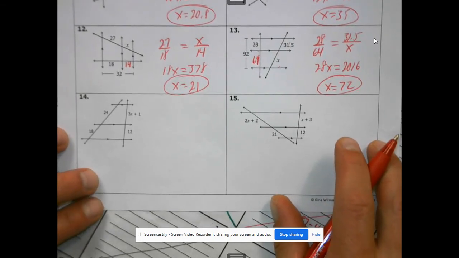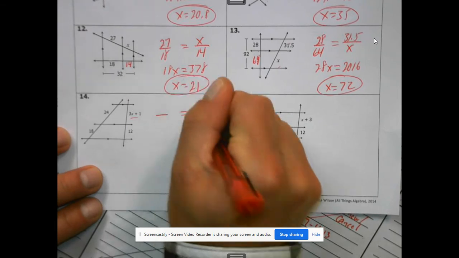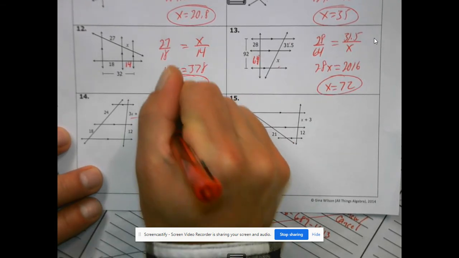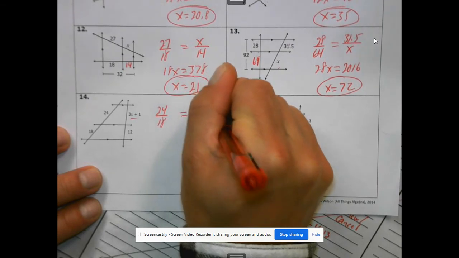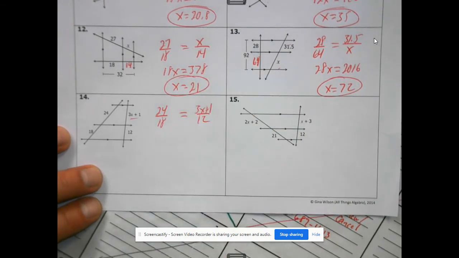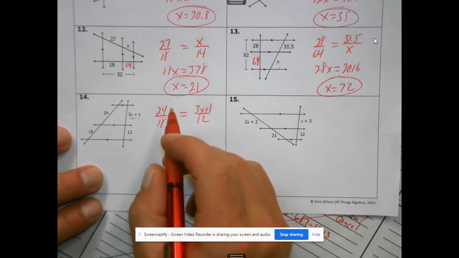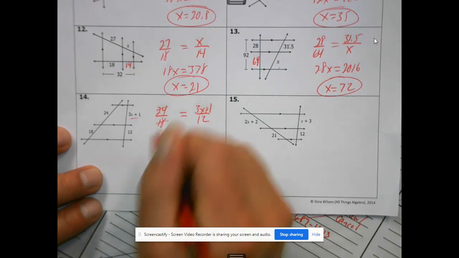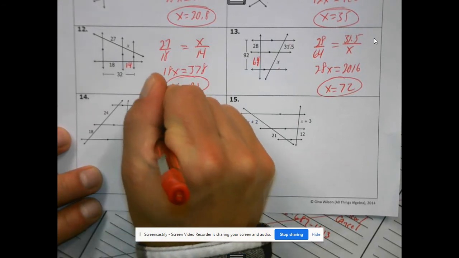Last two are algebra ones. You got an expression right there we got to work with. Let's go top down, top down. 24 over 18 equals 3x plus 1 over 12. We can make life a little bit easier over here. You don't have to do this, but if you guys notice it, you can reduce this fraction right here. 24 18ths reduces to 4/3.